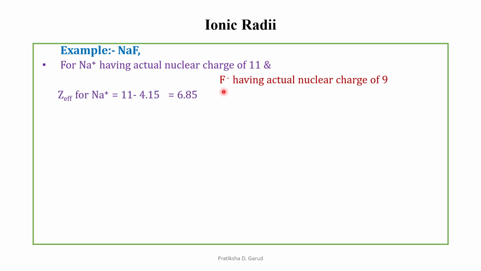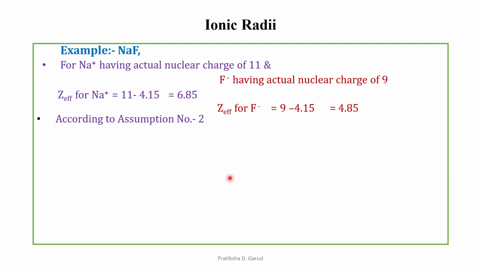Then Z effective for Na plus will be 11 minus 4.15, actual nuclear charge minus the screening constant, which equals 6.85. And Z effective for F minus, actual nuclear charge 9 minus screening constant 4.15, which equals 4.85. Then according to the second assumption, what was the second assumption?